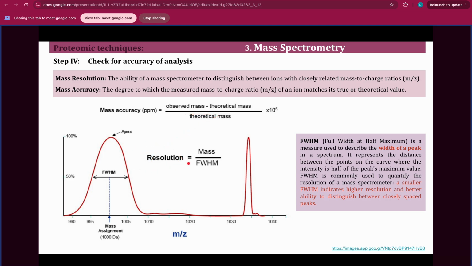Then comes resolution. Resolution means that in this case we want to distinguish between two different peaks which are obtained. It is equal to mass divided by FWHM, the full width at half maximum. This distance specifies the FWHM, and it should be as small as possible: if it is small, that means you are able to distinguish peaks at a smaller distance. A smaller FWHM indicates higher resolution. If this FWHM is small, our resolution is better, whereas if it is quite large, the resolution is poor. So these are two things with which we can analyze the accuracy of our analysis.